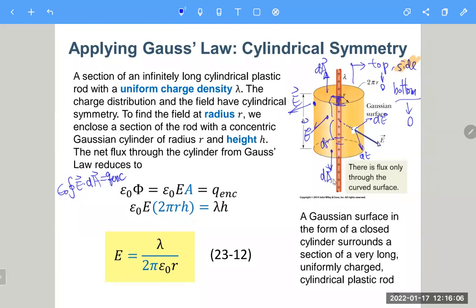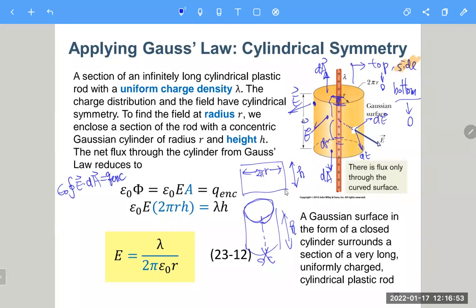This is a cylinder. To consider the area, we cut it out like this and then expand it, so the side becomes a rectangle. The height of this rectangle is h, and the circumference of the circle becomes this part, which is 2 pi r. So the area of this rectangle is 2 pi r times h. So we get epsilon naught E 2 pi r h.